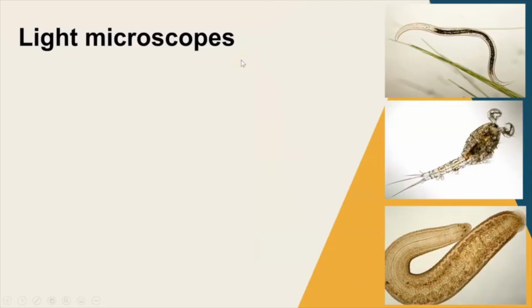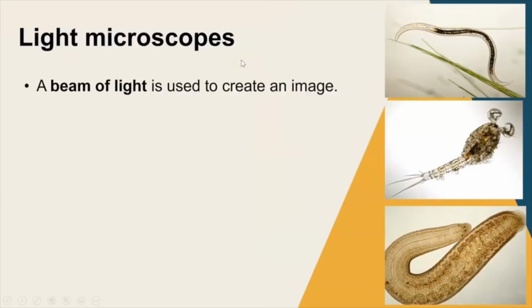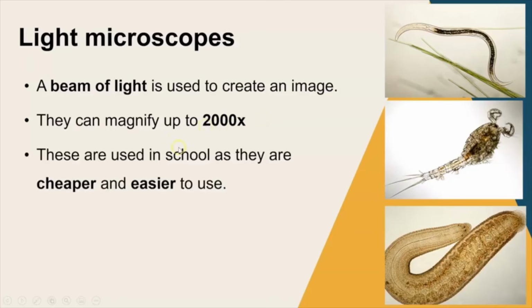So if we have a look at some of the properties of light microscopes. The way they work is a beam of light is used to create the image. They can magnify up to 2,000 times, so that means whatever you're looking at can be viewed 2,000 times bigger. That's the microscope that you'll be using in your school. And there's two reasons why. First of all, they're much cheaper and they're much easier to use.